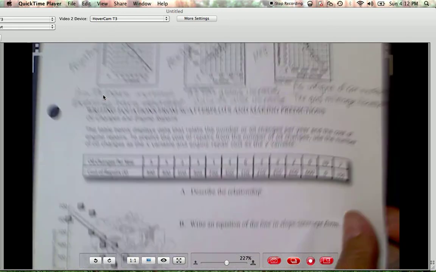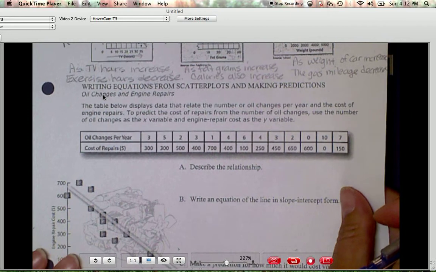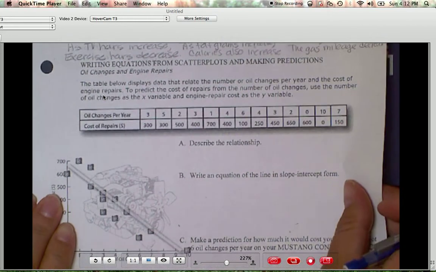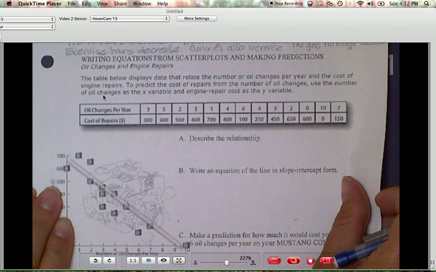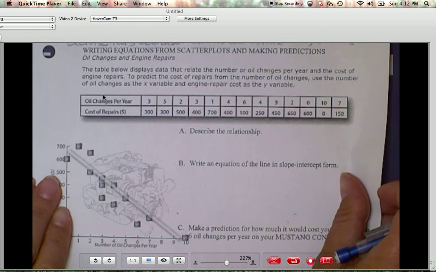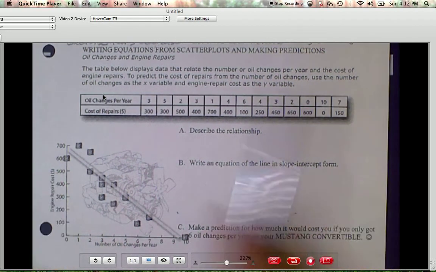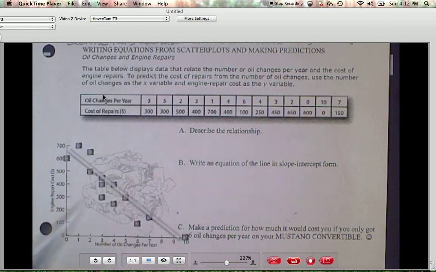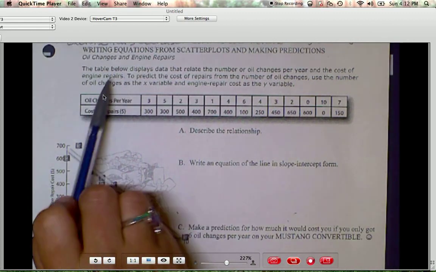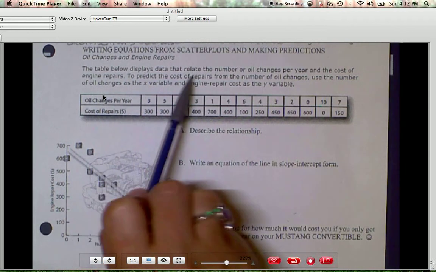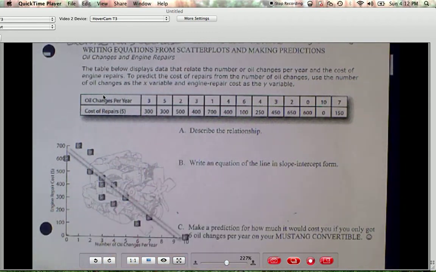All right, the second thing we're going to do besides being able to identify our relationship, we want to be able to write an equation from a scatter plot and make predictions. So in this particular one, it's all about oil changes and engine repairs. It says, the table below displays data that relate the number of oil changes per year and the cost of engine repairs. To predict the cost of repairs from the number of oil changes, use the number of oil changes as the X variable and the engine repair cost as the Y variable.